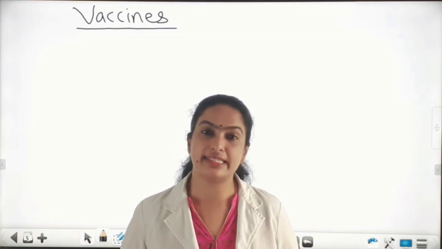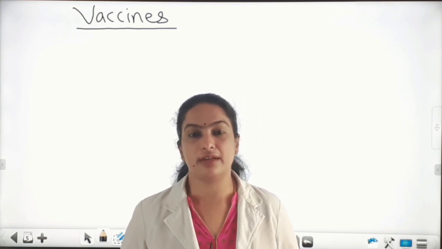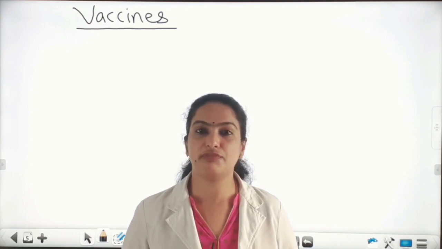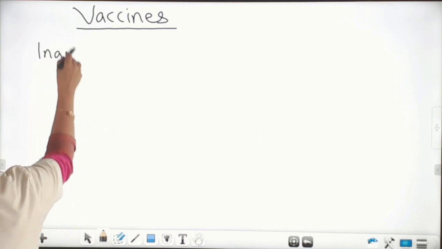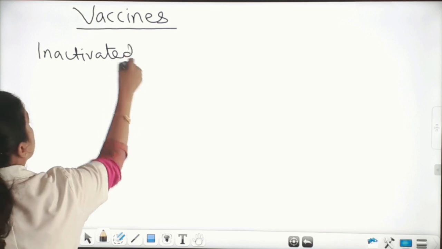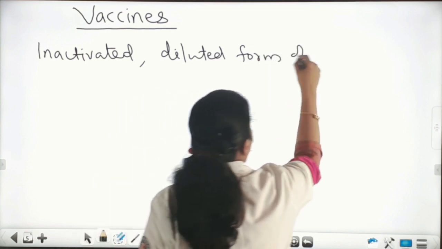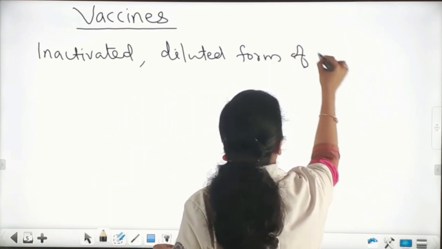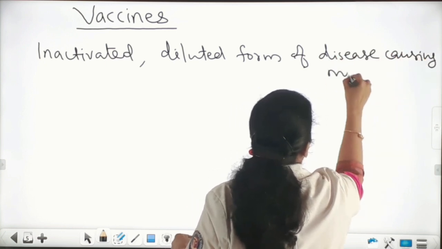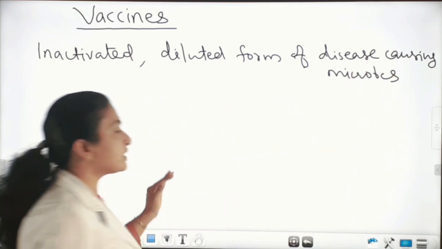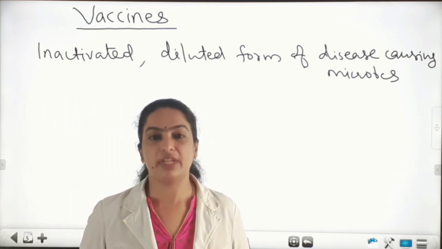Next we can see vaccines, the next medicinal use of microbes. Actually, vaccines are diluted or inactivated forms of disease-causing microbes. What kind of microbes? Disease-causing microbes or pathogens. So the disease-causing microbes or pathogens in inactivated or diluted form are called vaccines.